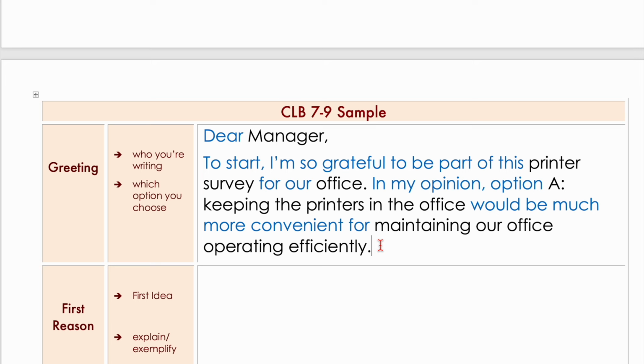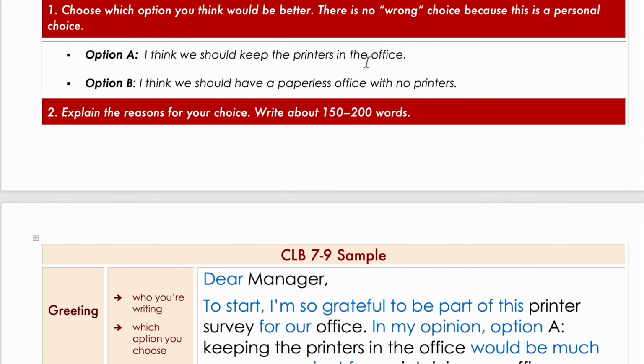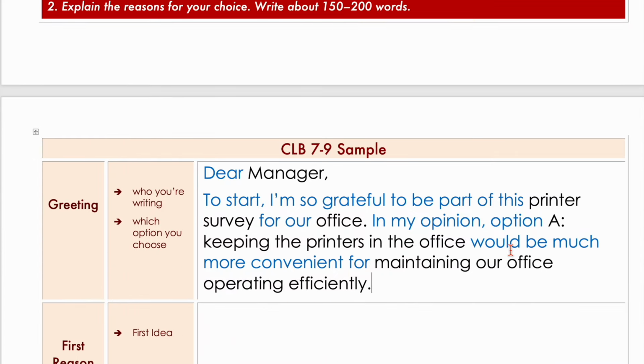So, now the reason we chose option A is just in my class, we chose option A. Okay. But again, either one is good. So we want to be direct. Option A, keeping the printers in the office. Keep the printers in the office, okay? Would be much more convenient for, again, structure, for what? For maintaining our office operating efficiently. Right, that's what we want to do. We want to make sure that our office is operating efficiently, okay? And printers usually do that.